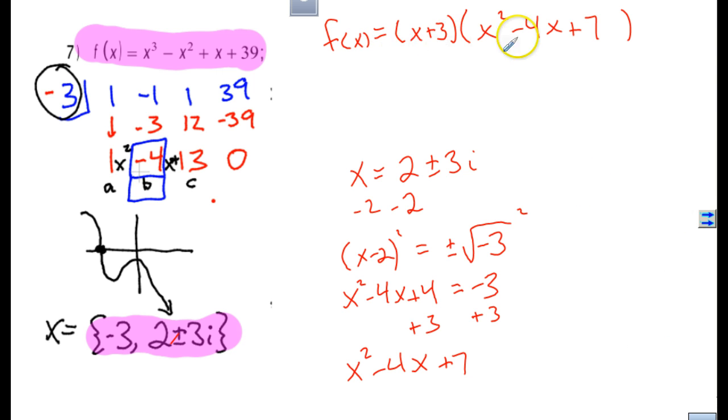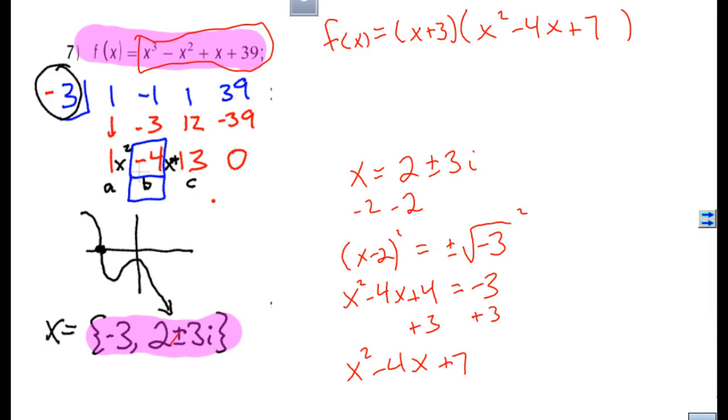And once you multiply all of those together, you'll end up with our original thing here. Oh, wait a minute. Yeah, that's right. Takes some getting used to.